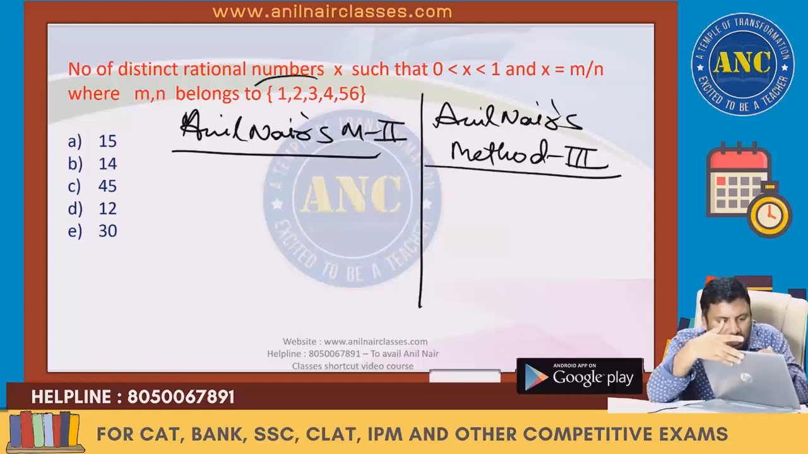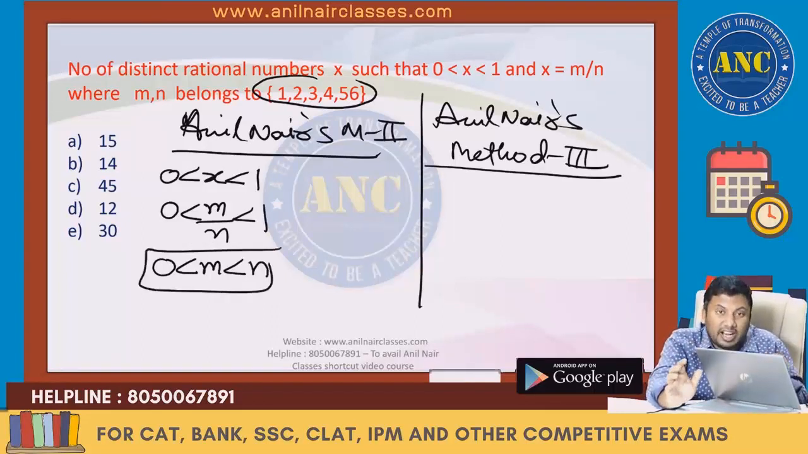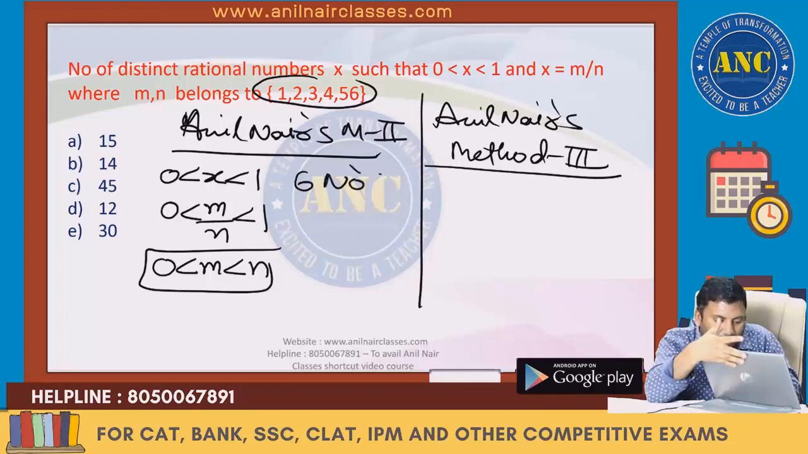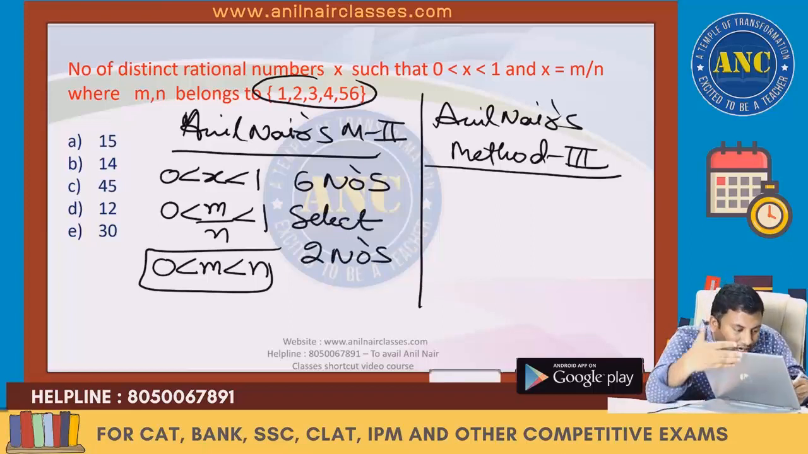There are 6 numbers. 0 less than x less than 1, 0 less than m by n less than 1, 0 less than m less than n. There is a condition on variables. There are 6 numbers, and I have to select 2 numbers because there is a condition. Out of 6 numbers, select any 2.